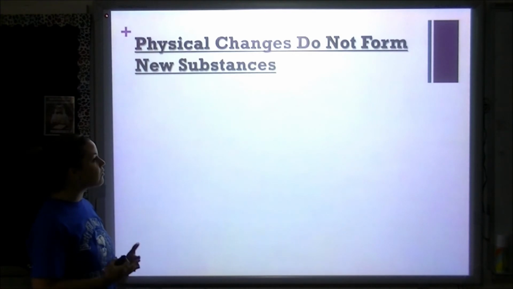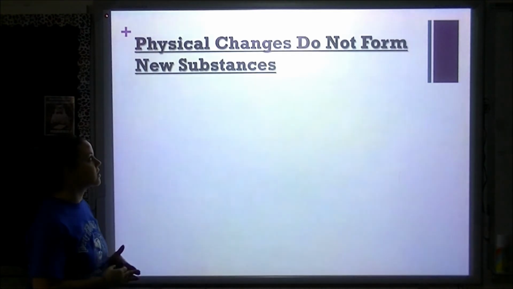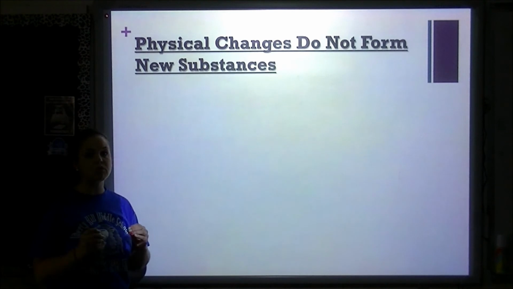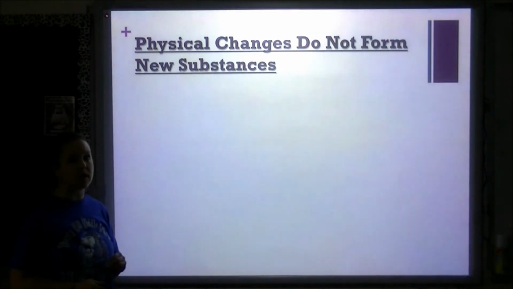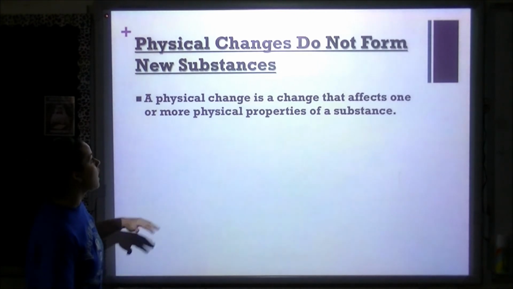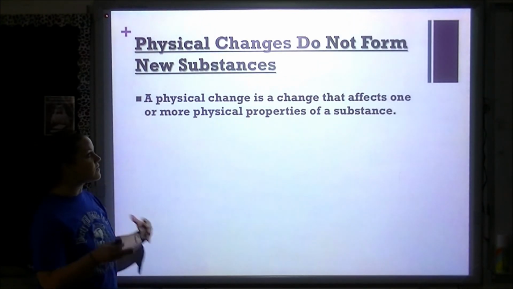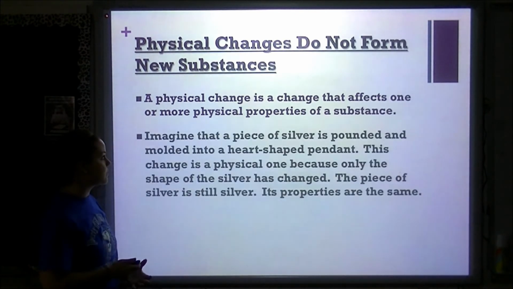So, if we are thinking about physical changes, we need to know that they do not form new substances. Physical changes do not form new substances. They just affect the physical properties of a substance.